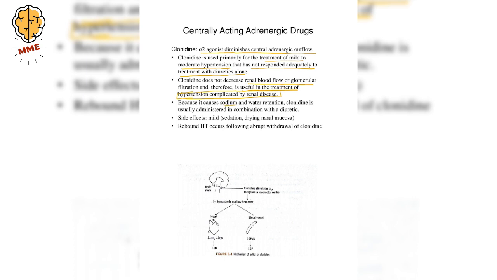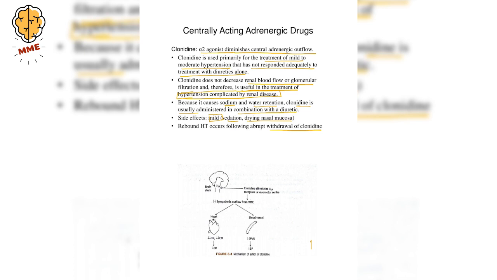Because it causes sodium and water retention, clonidine is usually administered in combination with a diuretic. Side effects include sedation and drying of nasal mucosa. As you can see, these are very mild side effects. Rebound hypertension occurs following abrupt withdrawal of clonidine.